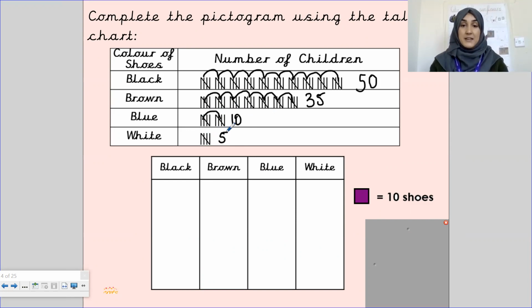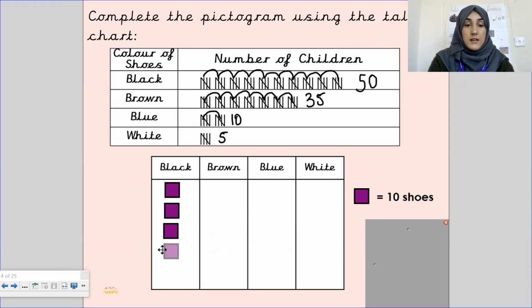Now, I need to complete this pictogram. And it says the key that has been provided for me is 1 purple square equals 10 shoes. So let's first complete black. There are 50. So if 1 purple square equals 10, how many do I need to get to 50? That's 10, that's 20, that's 30, that's 40, and here I've got 50. Fantastic. I have completed the black shoes.